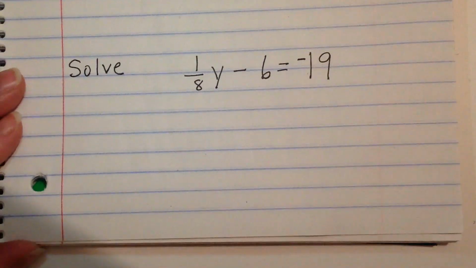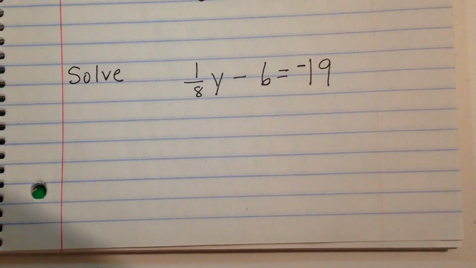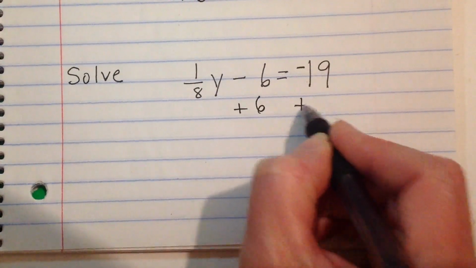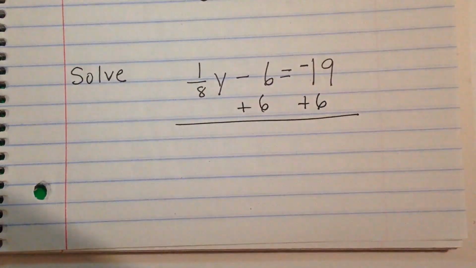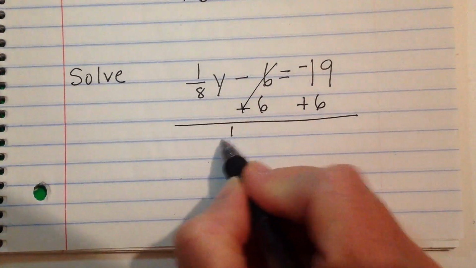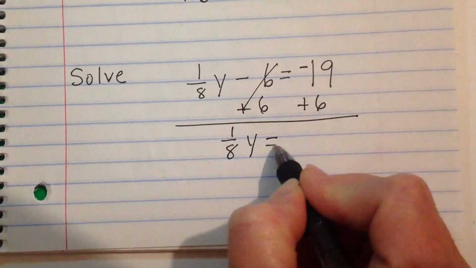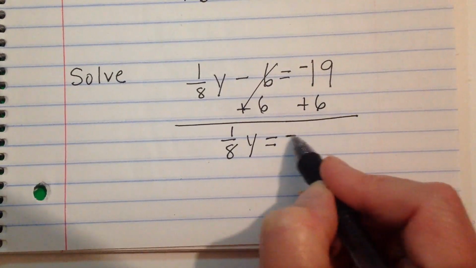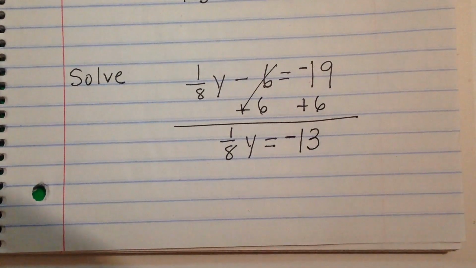Looking at one more example here, we want to isolate the variable. Let's add 6 to both sides. If you add 6 to both sides, the 6's cancel on the left. You end up with 1/8 y equals negative 19 plus 6 gives you negative 13.